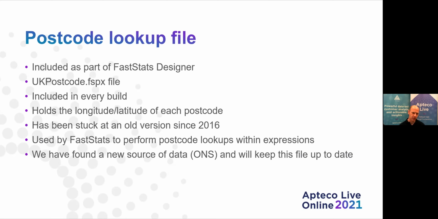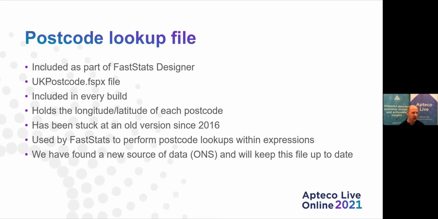And then finally, as part of the first bit of the demo, I'm going to talk about this postcode lookup file that we have. It is included and distributed as part of the FastStats Designer installer. It's copied into the program files directory of FastStats Designer, and it creates this file called ukpostcode.fspx. There is a German equivalent, a DE postcode.fspx, but this gets included in every single build that you do with FastStats Designer. And effectively, this holds the data of the longitude and latitude of every postcode.